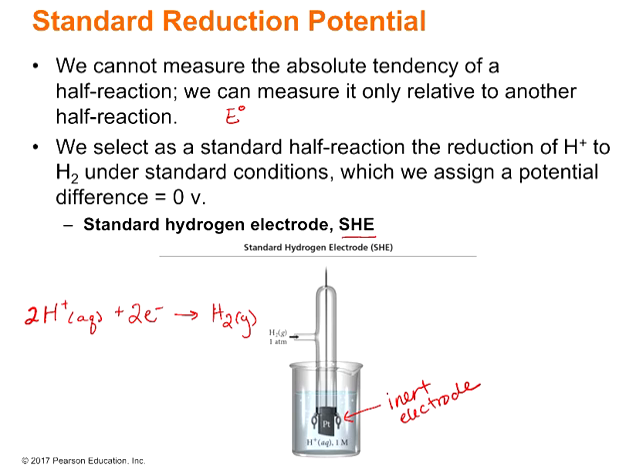So this particular half reaction has a potential difference of 0 volts, or we assign it a potential difference of 0 volts. So we would write that E is equal to 0 volts. So now any other half reaction that we look at has that potential value, and that potential value is going to be either positive or negative, and it's relative to this standard hydrogen electrode.